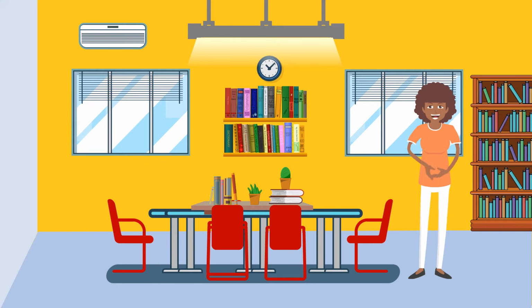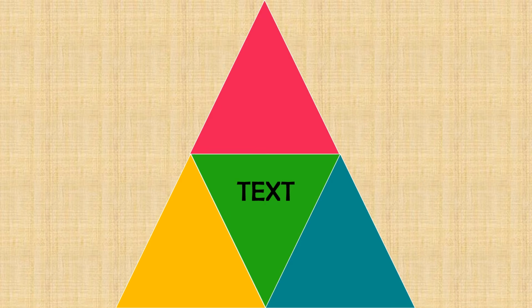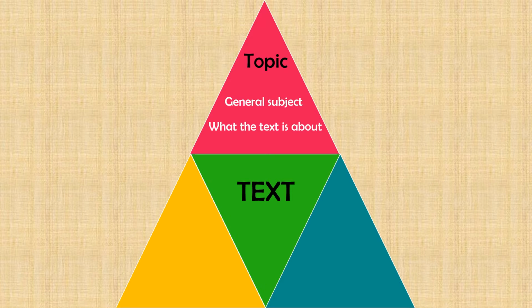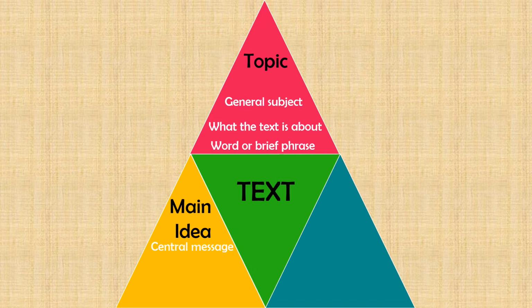Let me review with you 3 important elements related to the text, so I'll be more ready for my language class. The topic is the general subject of the text. It refers to what the text is about. Topics are simple and are mostly described through a word or brief phrase. The main idea is the most important part, or the central message, of the text. It expresses what the author wants to say about the topic. The main idea is described through complete sentences.